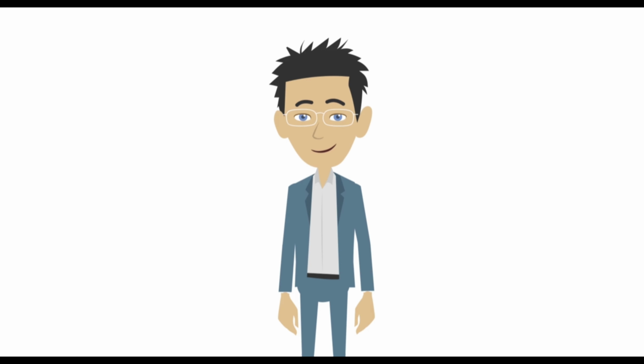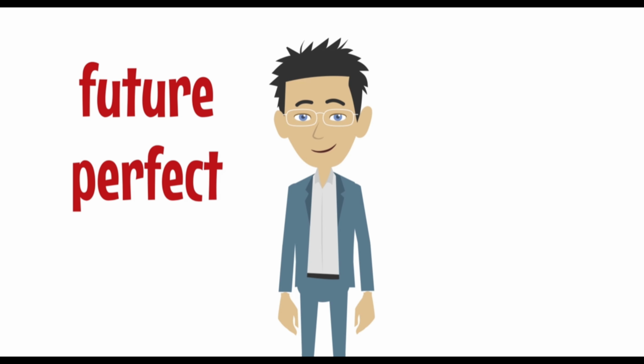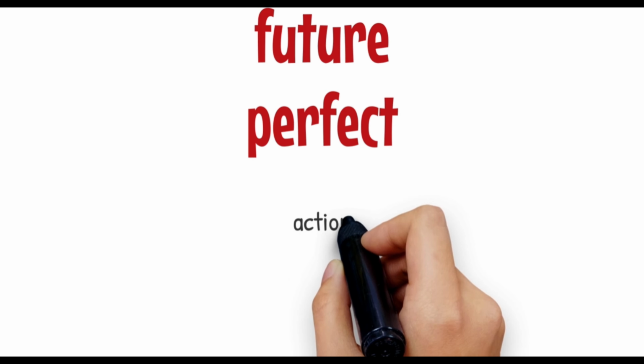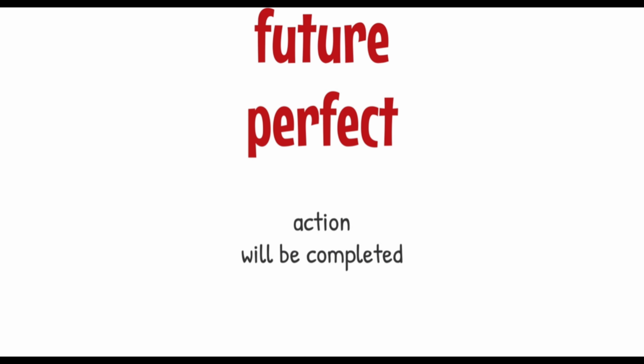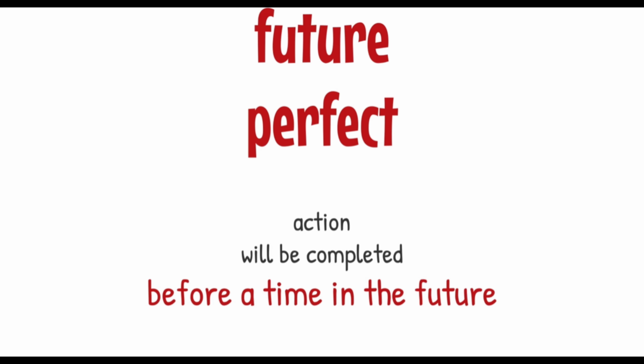Okay, welcome back. Today we're gonna talk about future perfect tense. In a nutshell, it's used to describe an action that we know will be completed by a time in the future. More about it in the next lesson. But now, let's talk about what future perfect looks like.